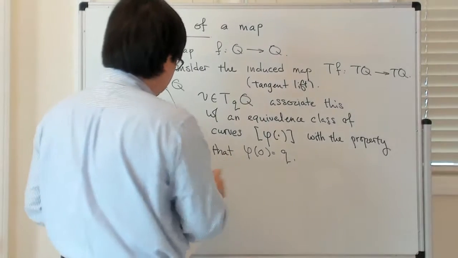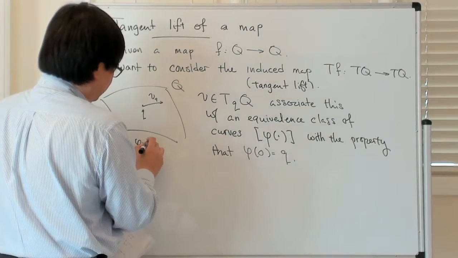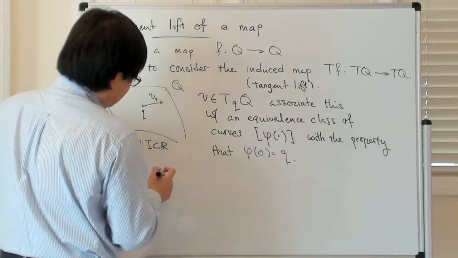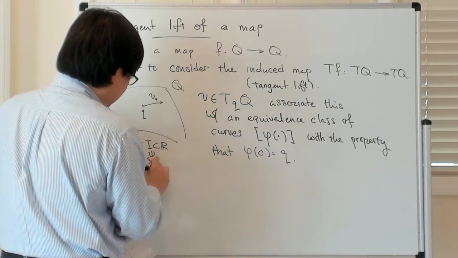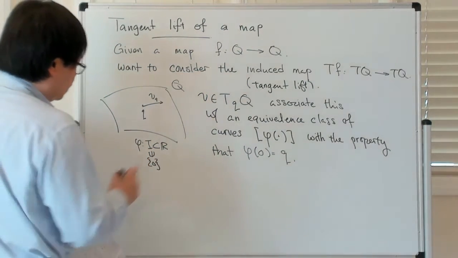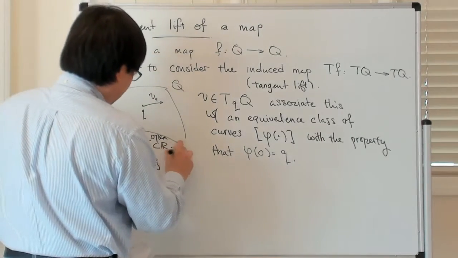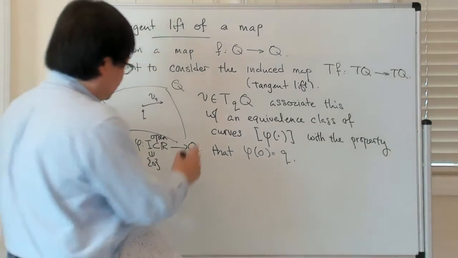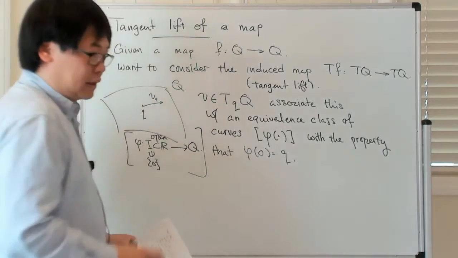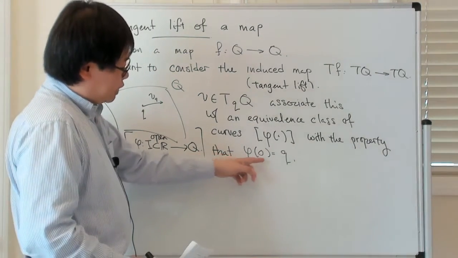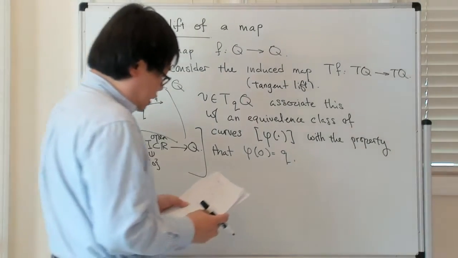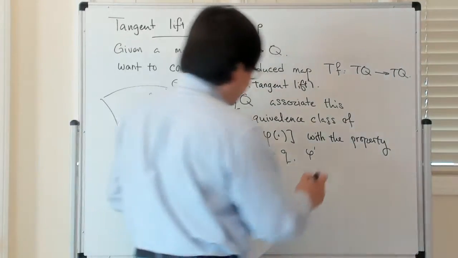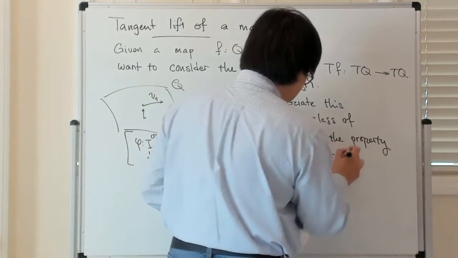I should say that this curve is a map from some open interval contained in the reals, which also contains the point 0, and it maps to the manifold Q. So you have this class of curves, and you want the property that when you evaluate a curve at 0, you get the point q, and if you differentiate it with respect to the parametrization and then evaluate it at 0, you get the vector v.